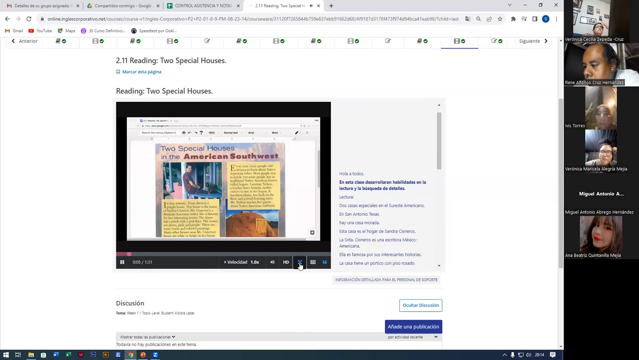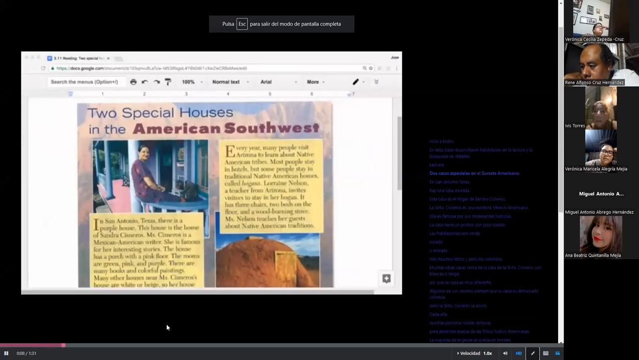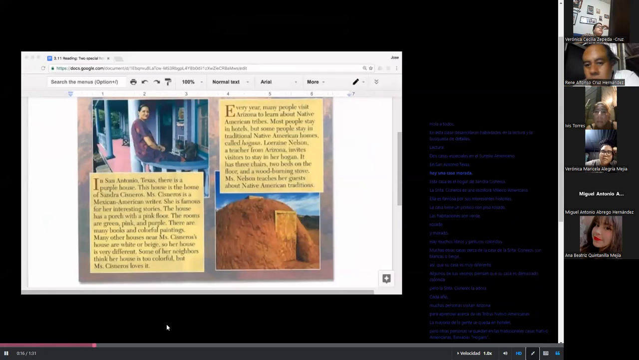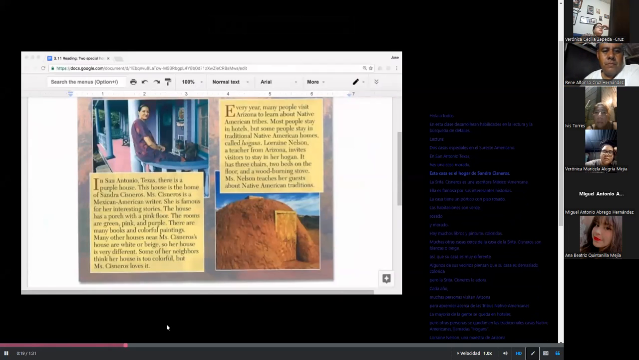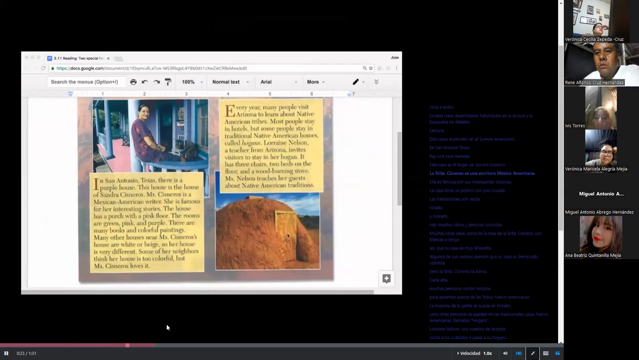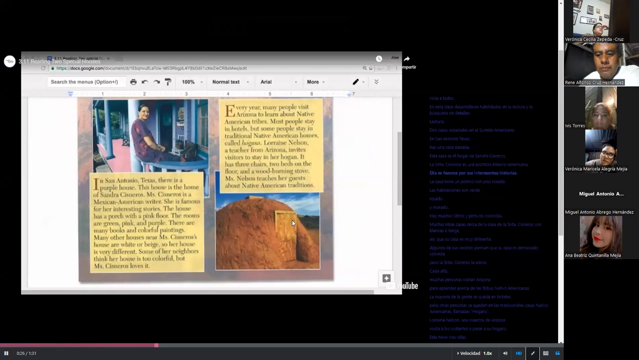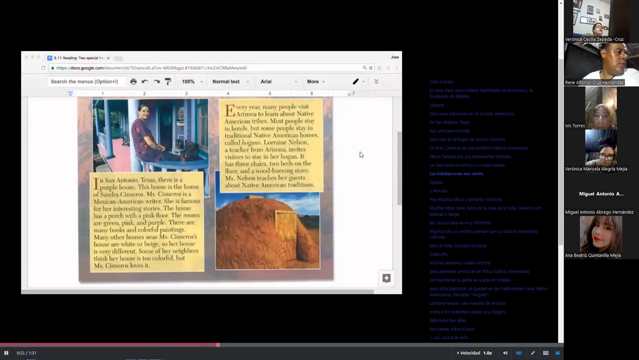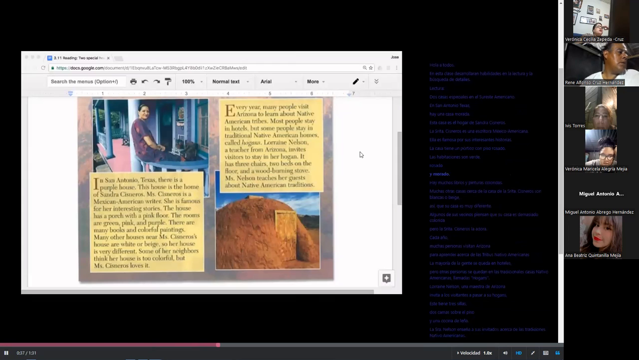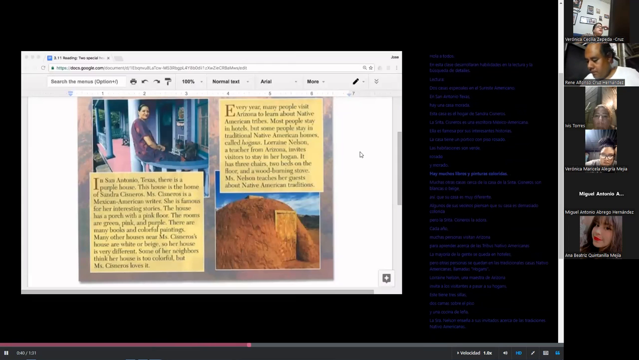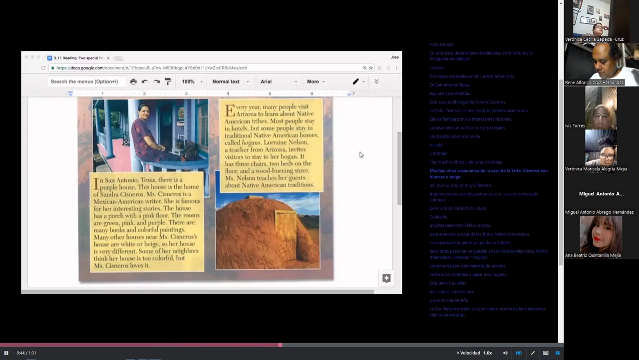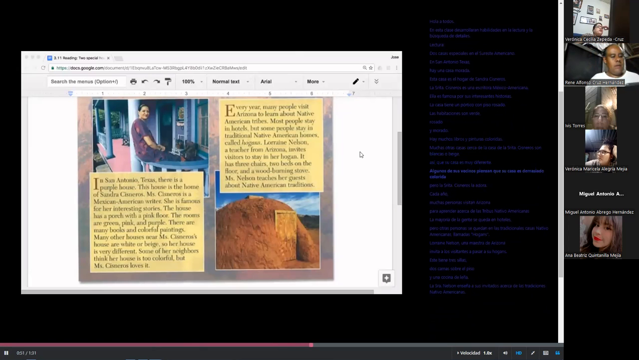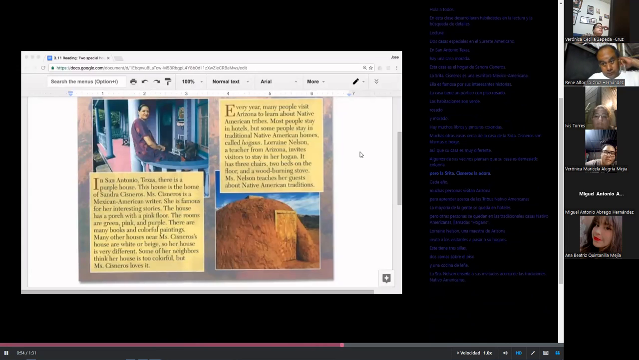Hi, everyone. In this class, you'll develop skills in reading for details. Two Spatial Houses in the American Southwest. In San Antonio, Texas, there is a purple house. This house is the home of Sandra Cisneros. Ms. Cisneros is a Mexican-American writer. She is famous for her interesting stories. The house has a porch with a pink floor. The rooms are green, pink, and purple. There are many books and colorful paintings. Many other houses near Ms. Cisneros' house are white or beige, so her house is very different. Some of her neighbors think her house is too colorful, but Ms. Cisneros loves it.